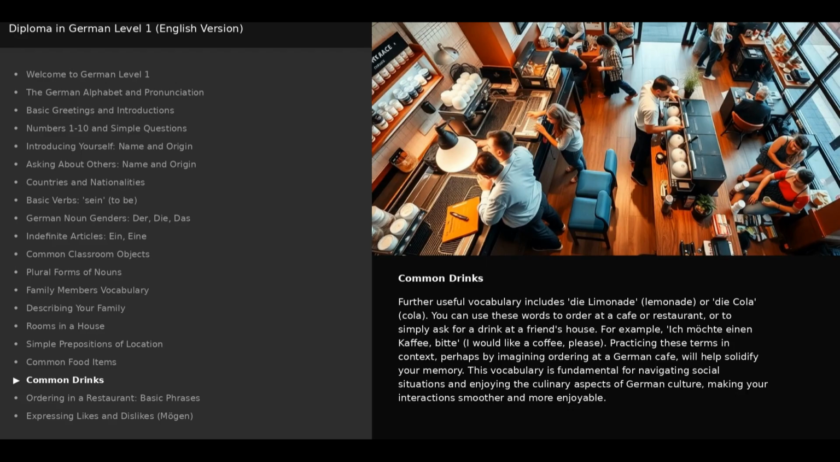Practicing these terms in context, perhaps by imagining ordering at a German cafe, will help solidify your memory. This vocabulary is fundamental for navigating social situations and enjoying the culinary aspects of German culture, making your interactions smoother and more enjoyable.